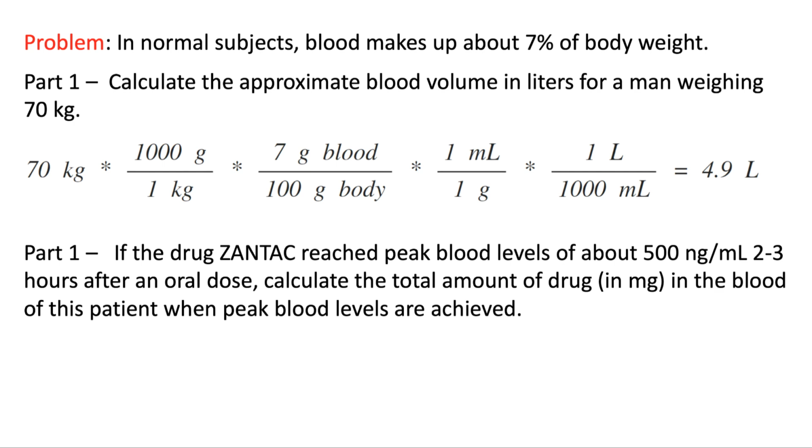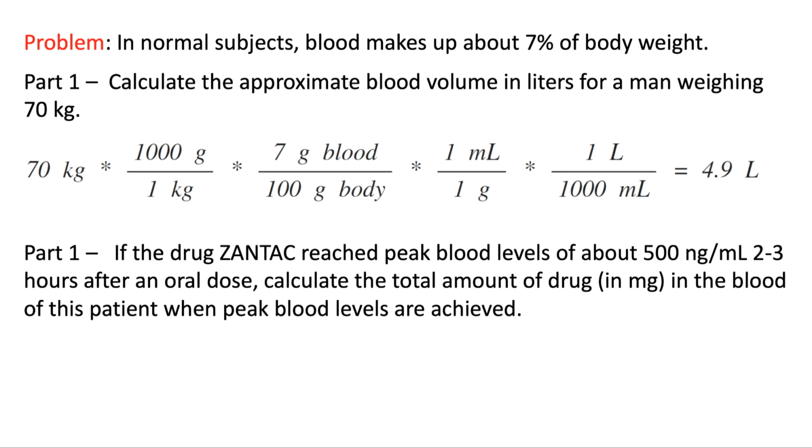Why is that important? Well, we're going to use that in the next question. So the next one says, if the drug Zantac reached peak blood levels of about 500 nanograms per milliliter and did so 2 to 3 hours after an oral dose, calculate the total amount of drug in milligrams in the blood of this patient when the peak blood levels are achieved.